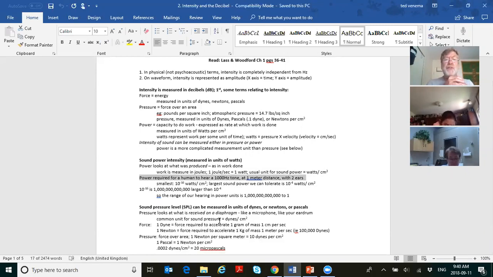Power required for a human to hear a 1,000 hertz tone at 1 meter distance from a speaker with 2 ears. Note the 3 conditions. One is the frequency, 1,000 hertz. Another one is the distance, 1 meter. And the third is the condition, 2 ears. What's the softest power? That's what researchers cared about at the beginning. In the early 1900s, when people started to play around with this, they asked themselves, what's the softest sound power that a human being can detect?